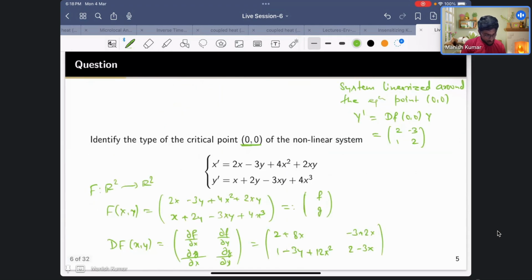The second assumption was that, okay, so what was this? So P and Q, let us write what P and Q are. So P of xy, if you see, is 4x square plus 2xy, right? And Q of xy is minus 3xy plus 4x cube. So these are the non-linear parts that we have.